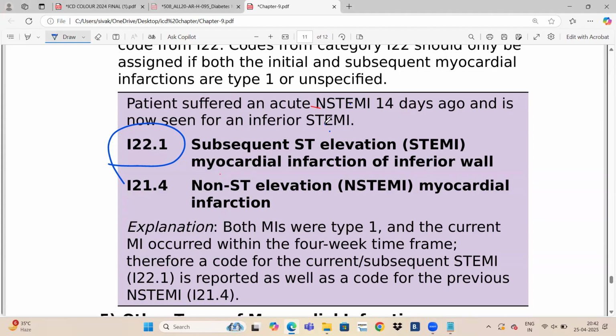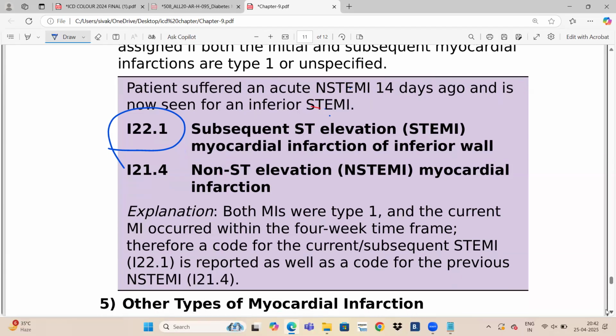Here the patient has subsequent MI. In the subsequent MI follow-up, they find again a new initial MI. At that time, we need to code both. Yes, we can code both. In the subsequent period, if they find new MI, we need to code subsequent MI and new MI both. We can code both in the exam. Regularly also we can code both.